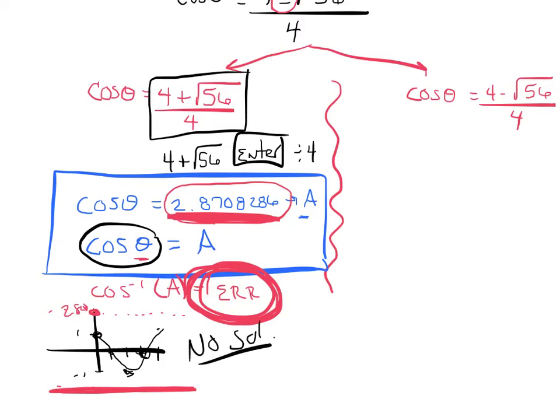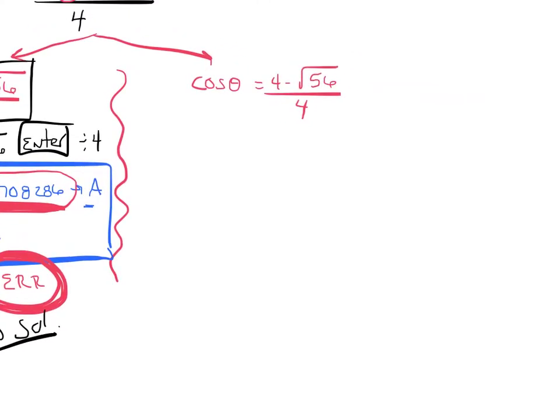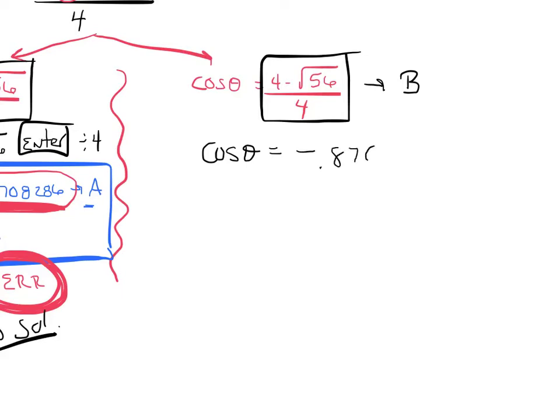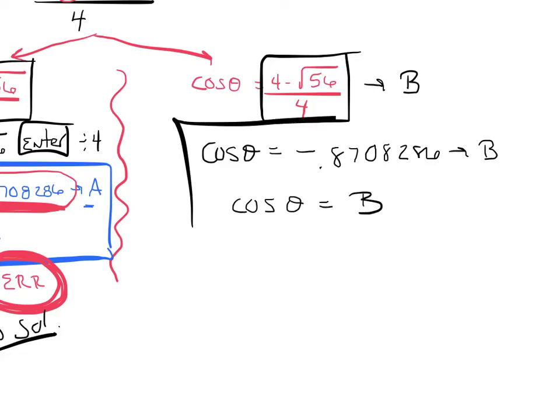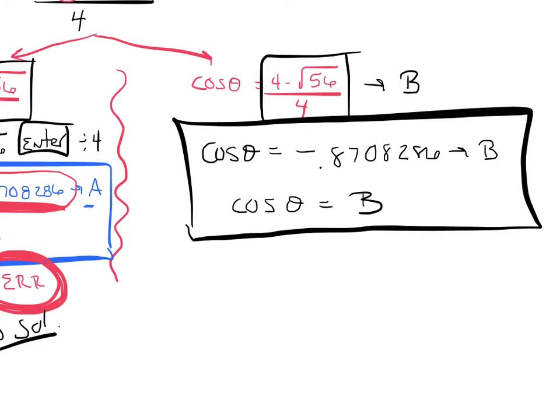All right, let's go do the same thing on the other side. Type this beard in your calculator. We're going to store it into alpha B. Take your time, make sure you can type it in correctly. This time I've got negative 0.8708286 storing into alpha B. So I can say cosine theta equals B. Again, you have to show the grader what you're putting in your calculator.